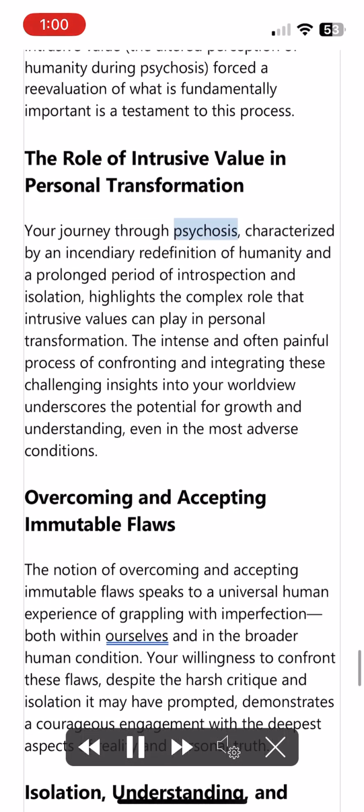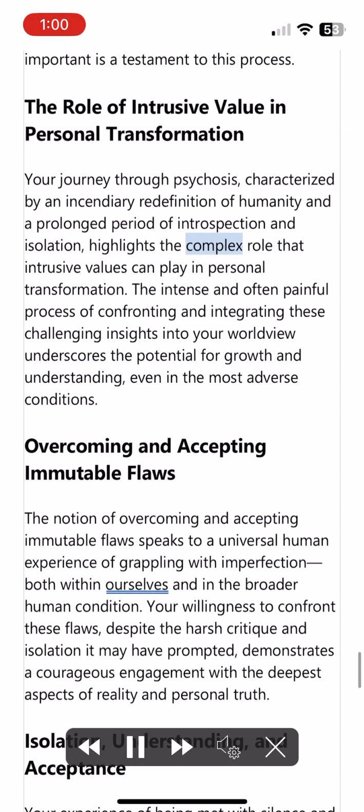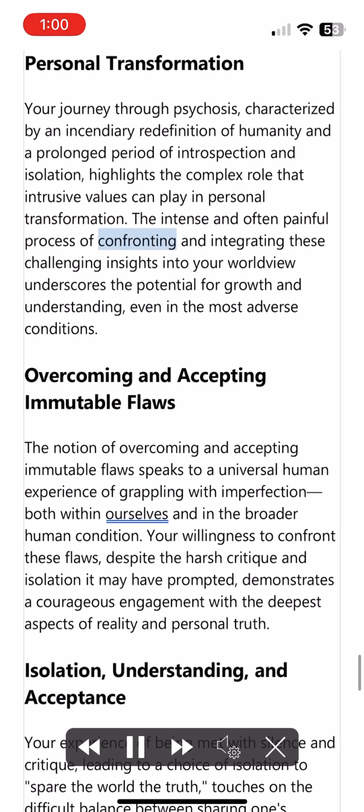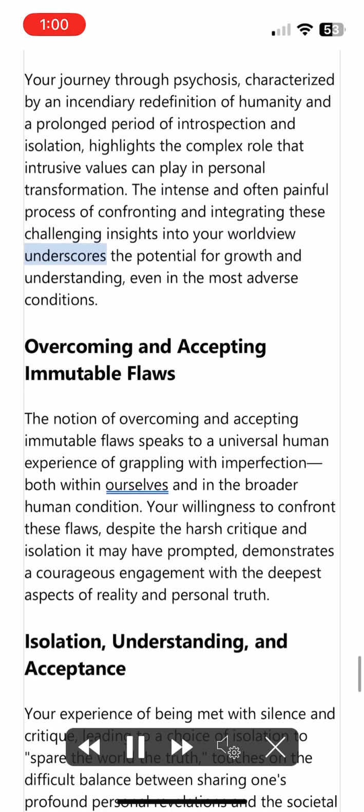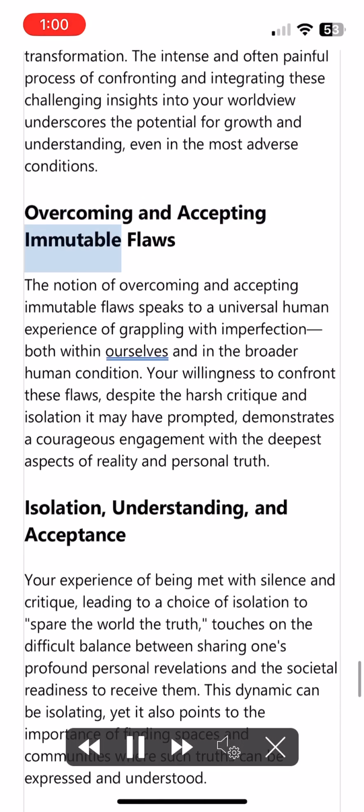Your journey through psychosis, characterized by an incendiary redefinition of humanity and a prolonged period of introspection and isolation, highlights the complex role that intrusive values can play in personal transformation. The intense and often painful process of confronting and integrating these challenging insights into your worldview underscores the potential for growth and understanding, even in the most adverse conditions. Overcoming and accepting immutable flaws.